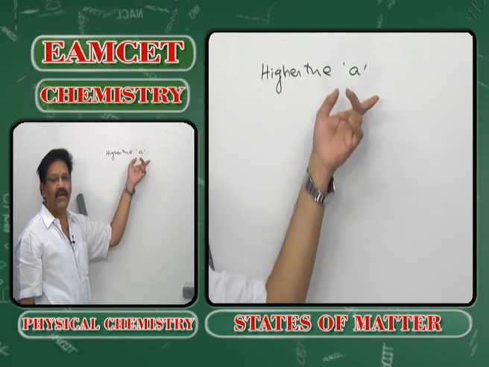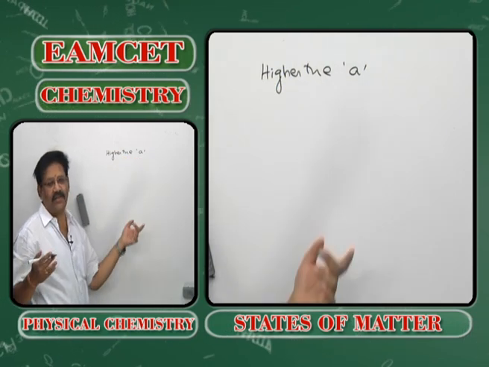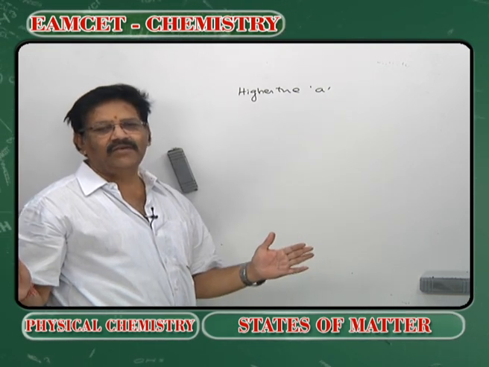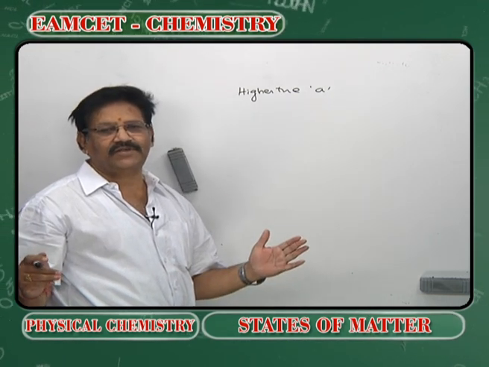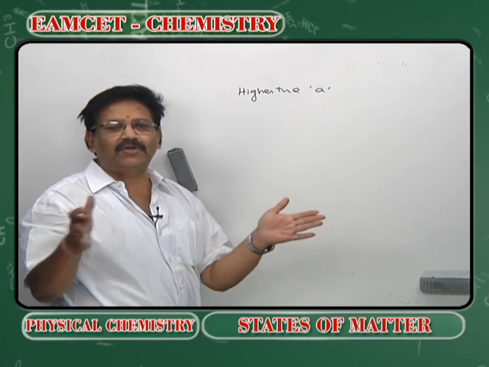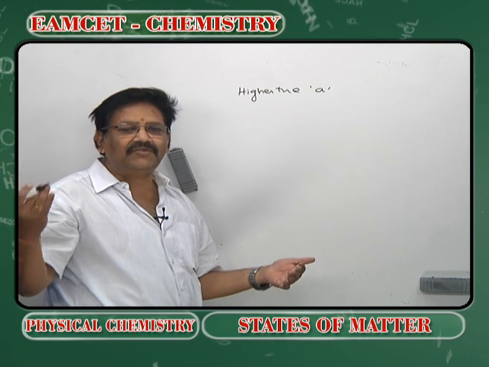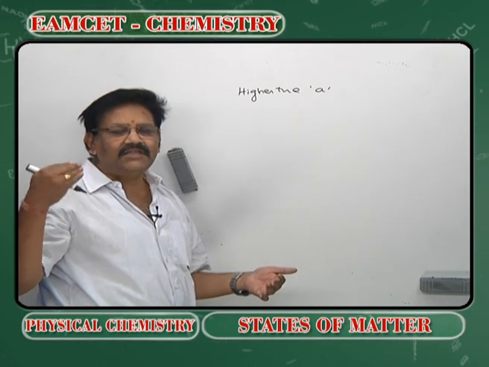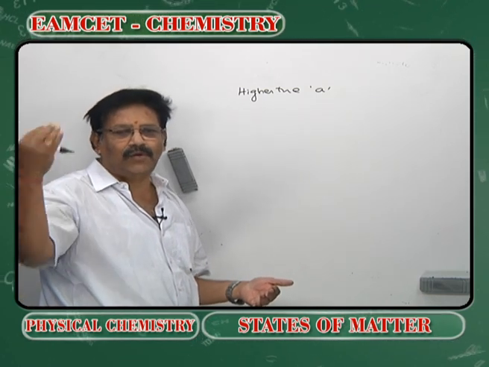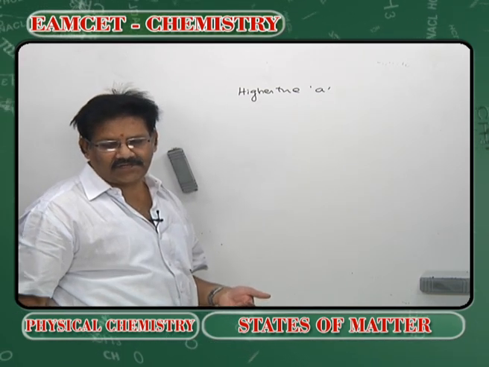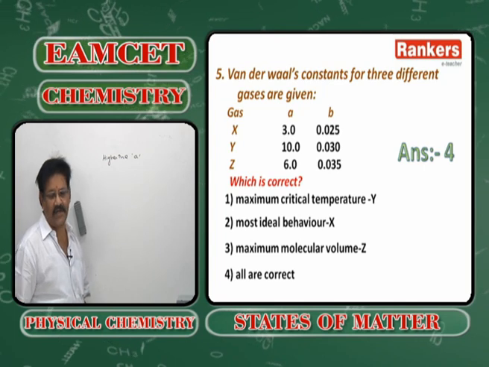What do higher values of A indicate? That the strength of intermolecular forces of attraction is high. When the strength of intermolecular forces of attraction is high, the intermolecular gap can be reduced easily. That means the gas can be liquefied easily, and easily liquefiable gases will by default have higher critical temperature. So option 1 is correct.